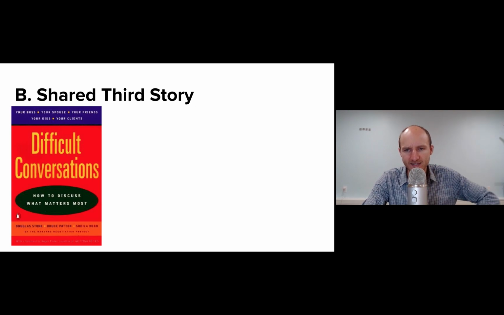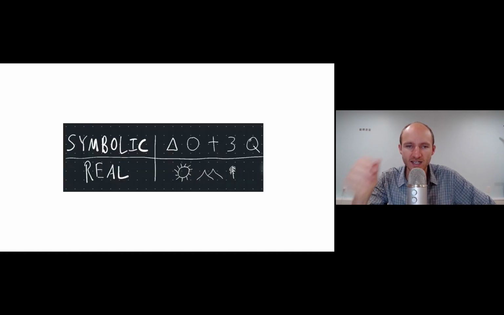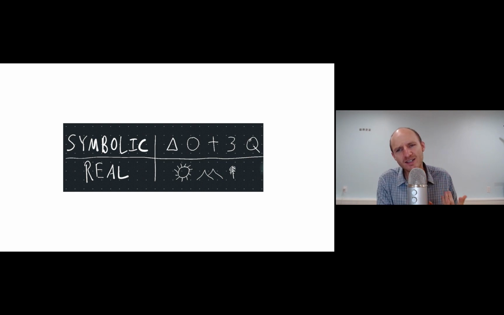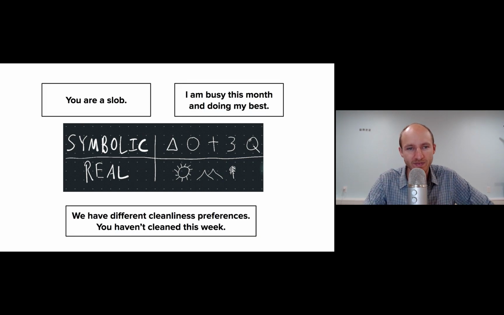Okay, now let's chat about a second way to gain coherence, which is this shared third story. This is from this book, Difficult Conversations. And the idea here is that if you're discussing with a partner or something, this book is all about relationships. And so let's say I'm discussing with my partner and something real happened. There's their story of it, there's my story of it, and then there's what actually happened. And so trying to come to agreement around what actually happened is very important. That's the third story.